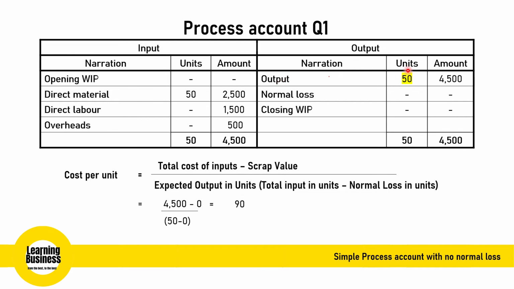Now, to find the amount or the value of the output, you have to use this formula which we have given here: cost per unit. To find the cost per unit, you need to know the cost of inputs, and from this you will have to minus any scrap value. If you have any loss items and you are selling them as scrap and earning some nominal income, you have to deduct that. You cannot charge your customer for that income as well. So you remove that from the cost of input. The answer after excluding the scrap value is then divided by the expected output in units. Expected output will be the total inputs used in this production, excluding the normal loss in terms of units.